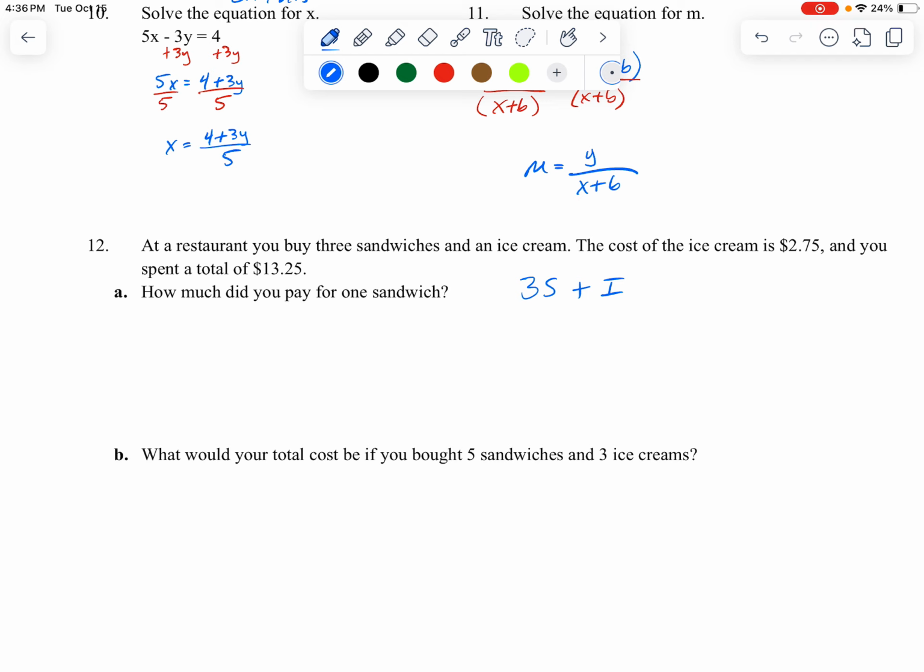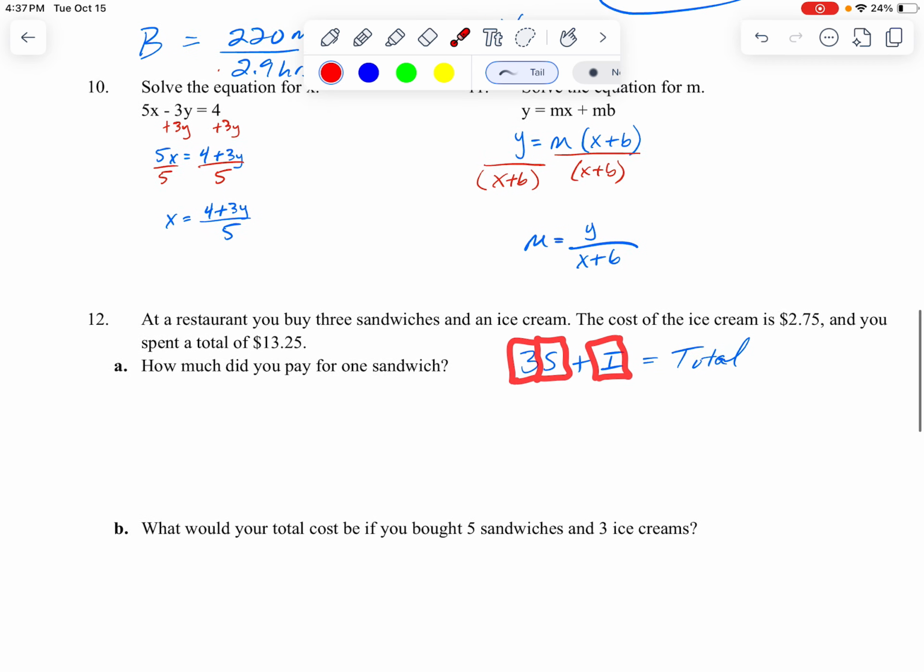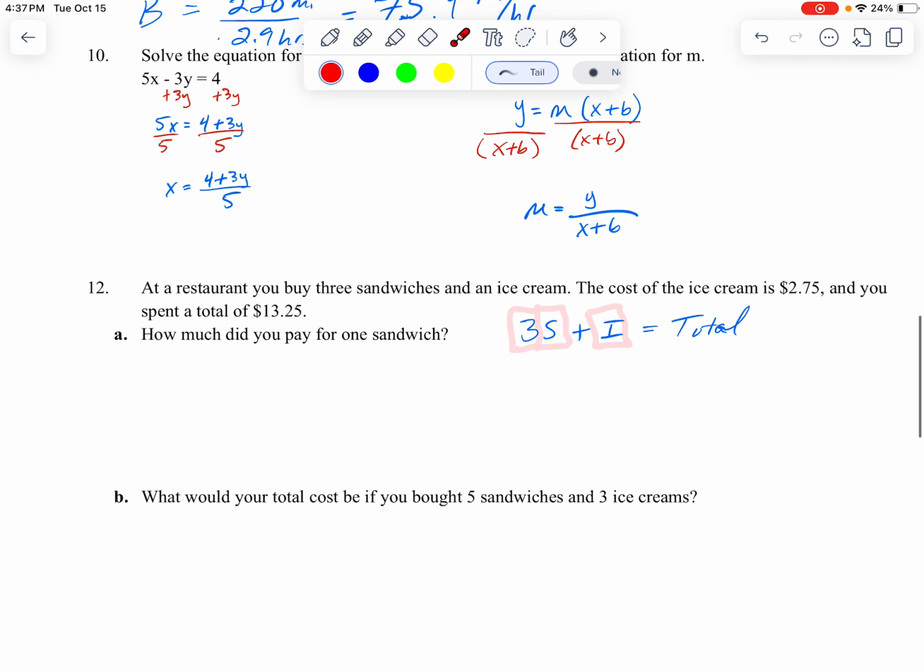And I know when I do that, I'm going to get my total amount. Right? So if I'm buying 3 sandwiches, I'm going to multiply 3 times whatever a sandwich costs. And then I'm going to add to that 1 times however much the ice cream costs. And when I do that, I'm going to get my total amount.